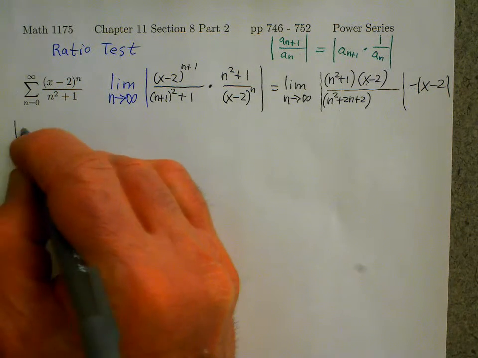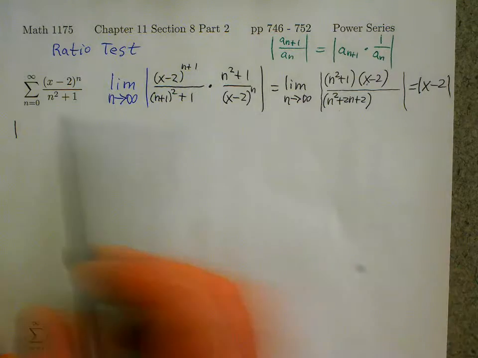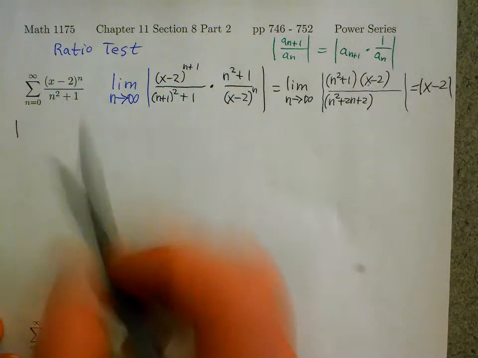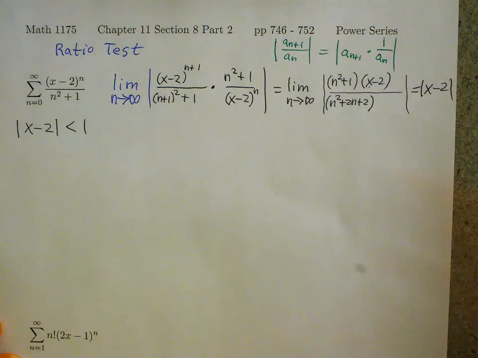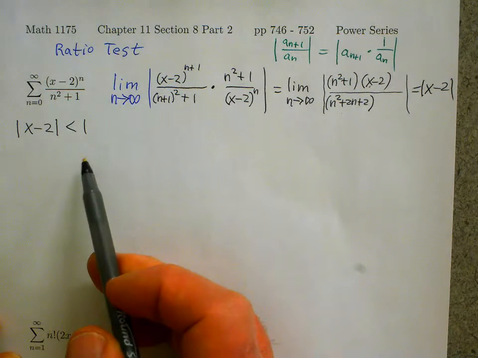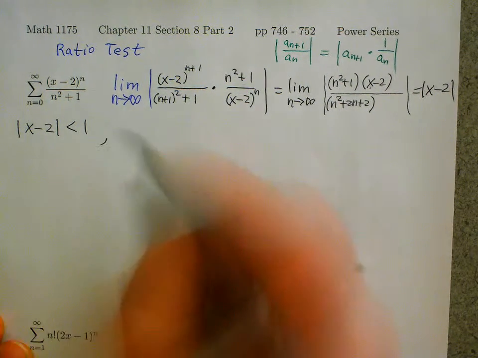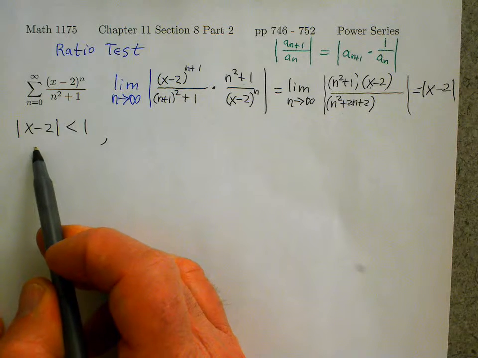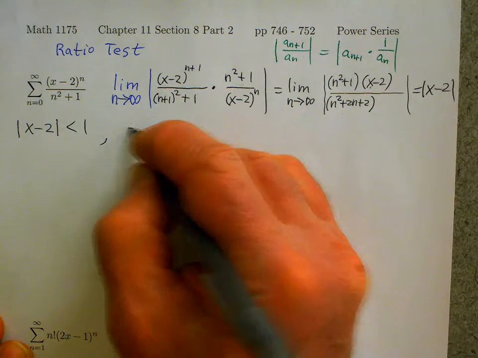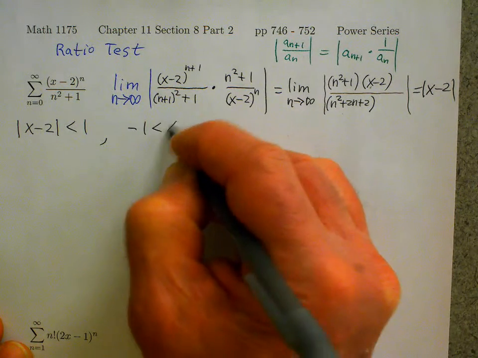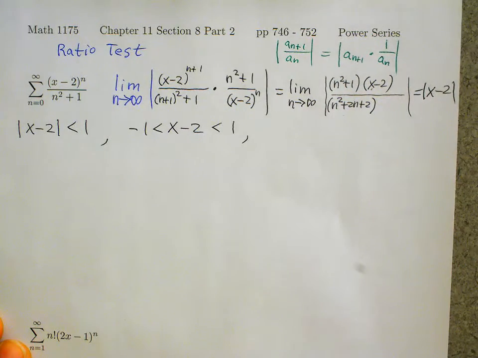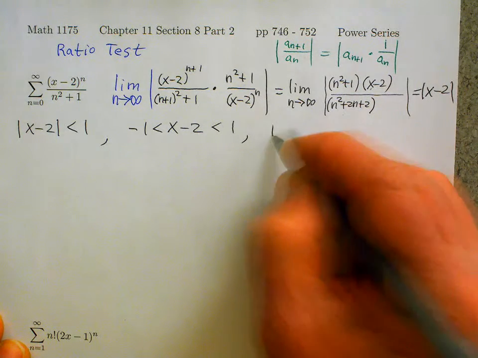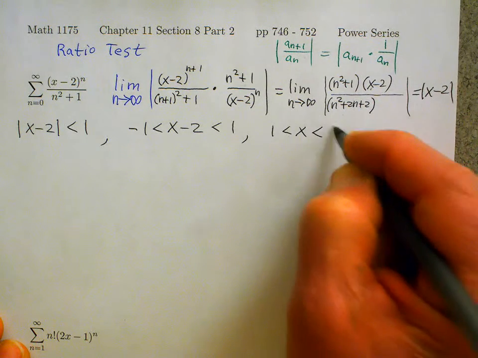And since we're using the ratio test, this will converge for the absolute value of x minus 2 less than 1. So we solve this inequality. We remove the absolute value symbols, and we get negative 1 is less than x minus 2, which is less than positive 1. Then add 2 to all three parts. We get 1 is less than x, which is less than 3.